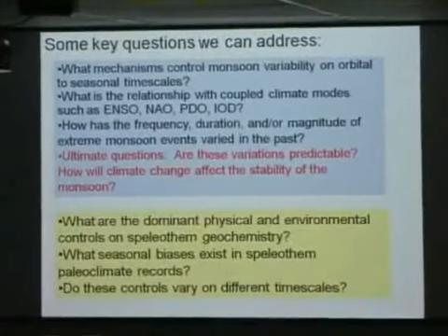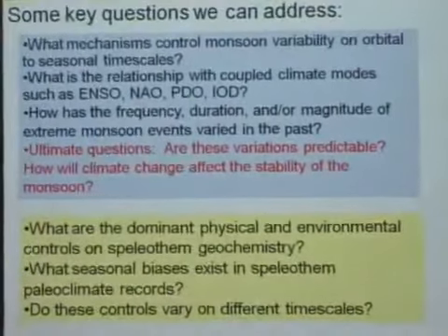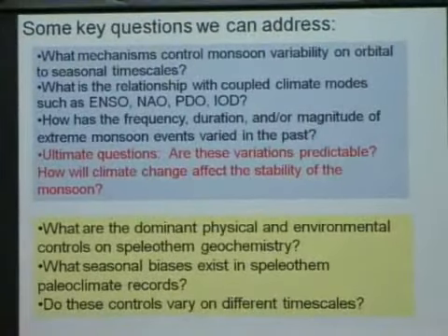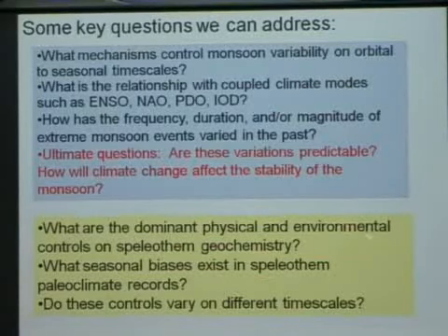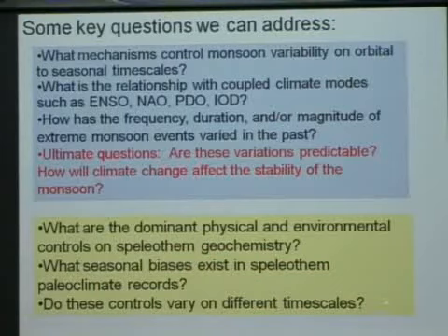However, I'm also a geochemist, and so I'm interested in developing and testing these proxies to improve the quality of the climate data that we get from these speleothems. So some of the questions we can ask about speleothem geochemistry with my research are, what are the main physical and environmental controls on the speleothem geochemistry? Are there seasonal biases that exist in the records? And we need to identify these if so. And also, how do these controls vary when we're looking at different timescales?